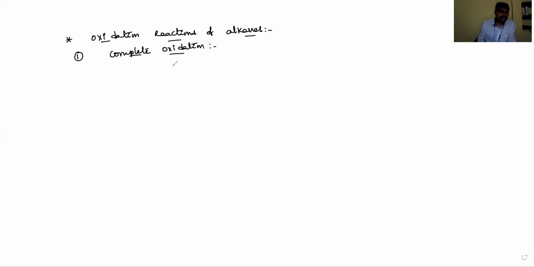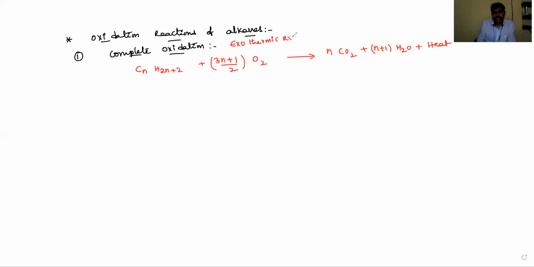Okay, dear students, alkanes general formula we know very well. CnH2n+2, the alkane, reacts with (3n+1)/2 moles of oxygen, O2, then produces n moles of carbon dioxide and n+1 moles of water and releases heat. It is an exothermic reaction.